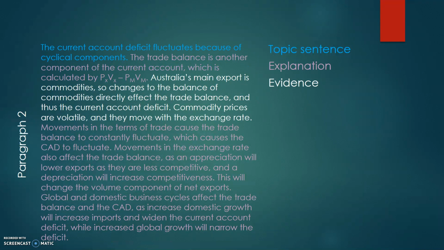This is the second paragraph in the answer. So if you wanted to pause and have a read, go ahead. Okay, so as you can see again, this paragraph has a topic sentence. The topic sentence lists that the paragraph will talk about the cyclical components, or the cyclical drivers, of the current account deficit. And the topic sentence is followed by an explanation.